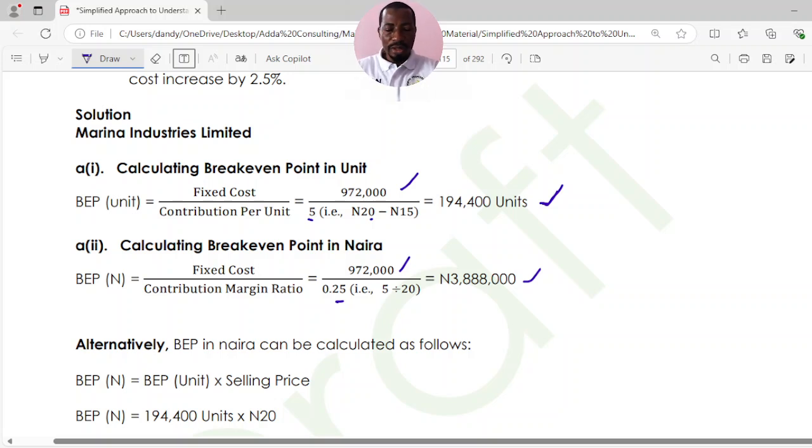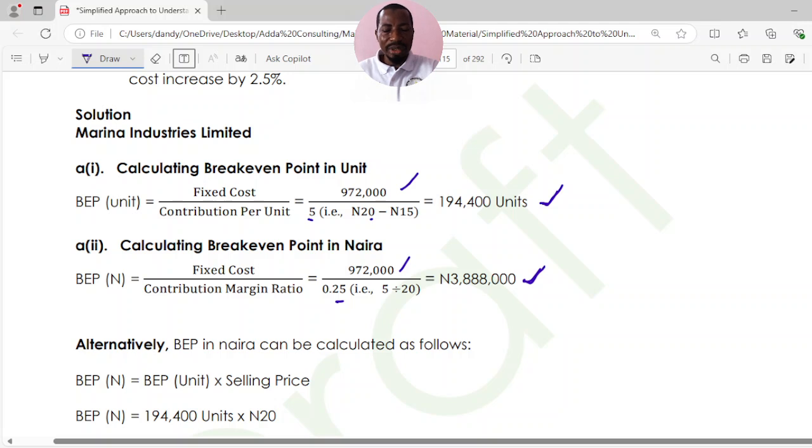The same thing applies for the sales value. 3,888,000 is what the company should sell. That is the sales value the company must earn in the market in order to break even. If the company makes sales beyond 3,888,000, the company will make a profit. If the company makes sales below 3,888,000, the company will make a loss. All right, the company will make a loss.